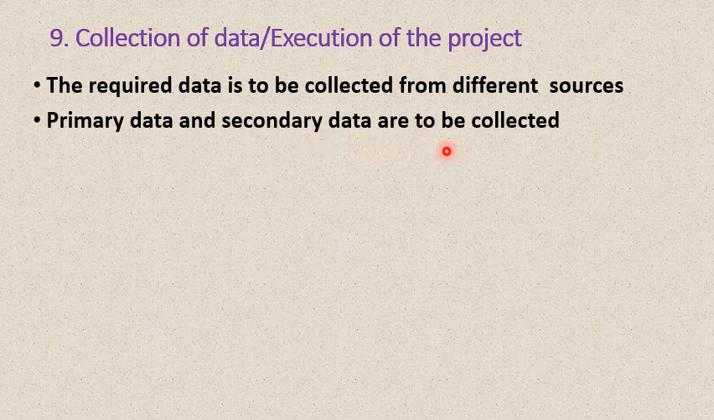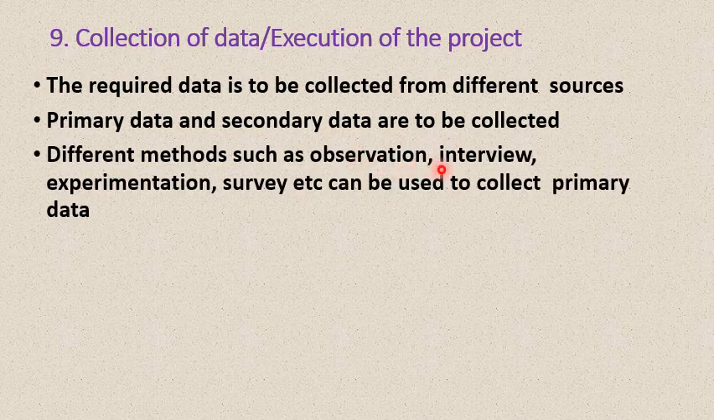Primary data is the data which is collected for the first time, or it is collected by the researcher for his objectives. But the secondary data is the data which is collected by somebody else for their purpose. Both primary and secondary data can be used for research. Different methods such as observation, interview, experimentation, survey, etc. can be used to collect primary data.